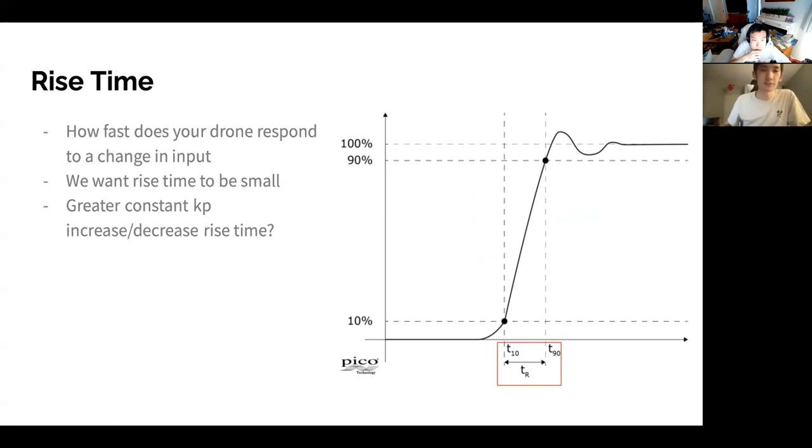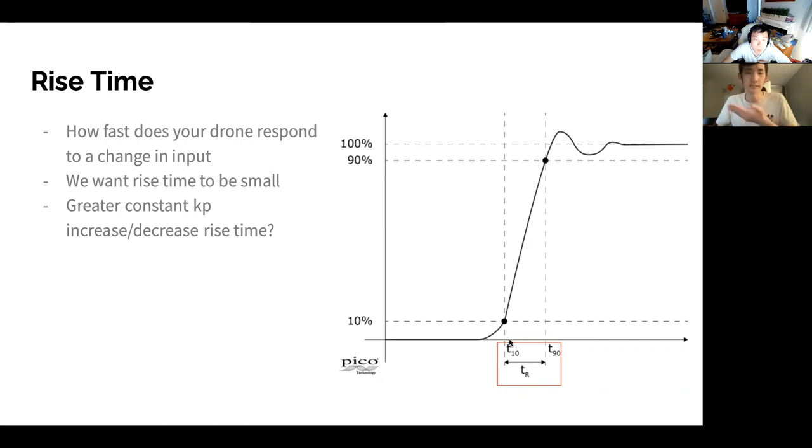And this is how fast your drone will respond to a change in input. And as I said, for example, if later on you're trying to implement it to move forward and back and have your own inputs, or if a wind blows and then you want to go back to 0, for example, the question is how fast does your drone respond to this change and move back to where it's supposed to be.